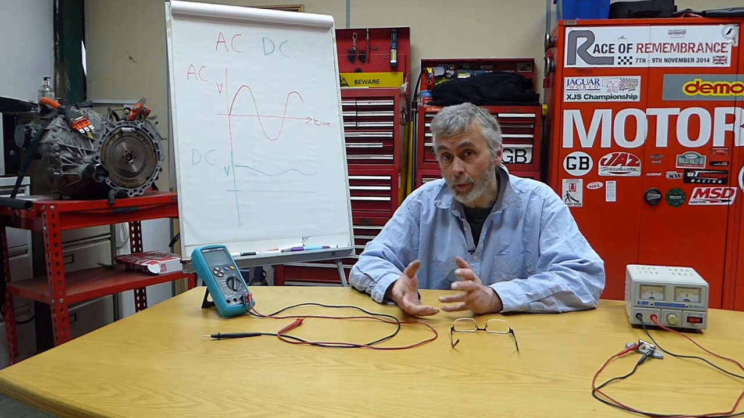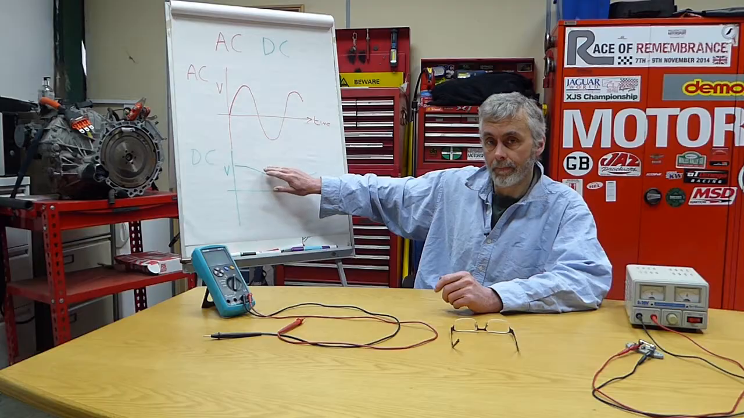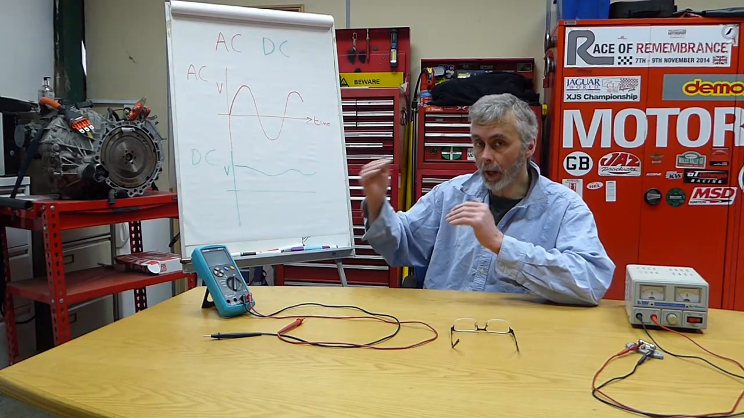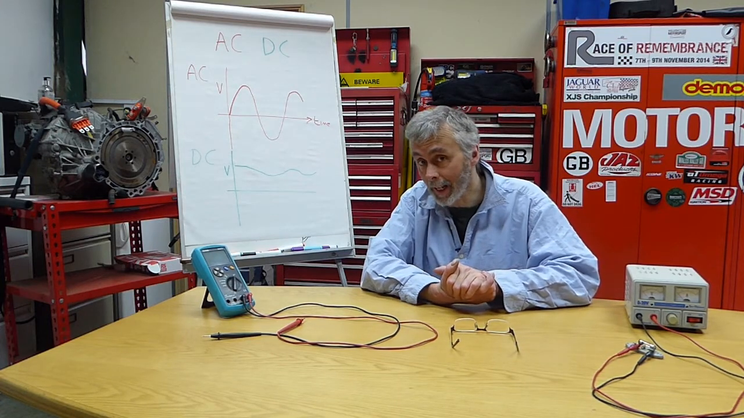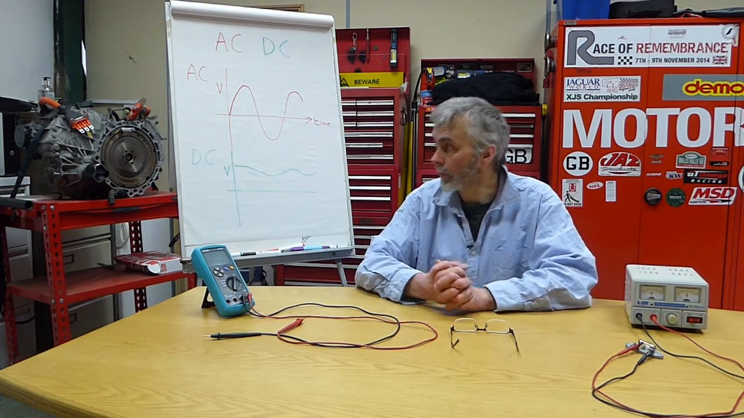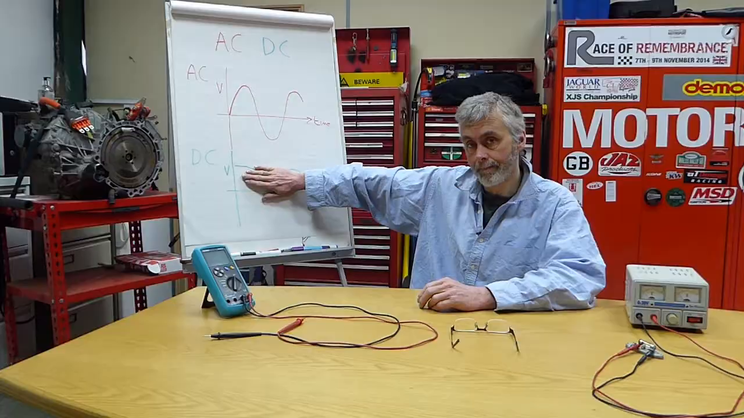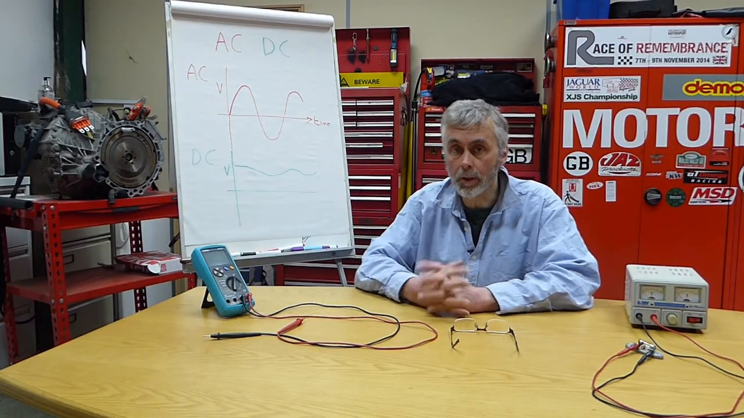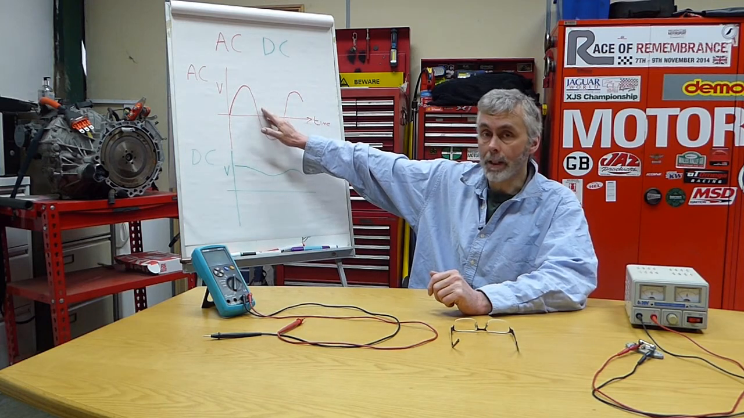So with DC the voltage can still vary, but it always stays positive and the current always only goes in one direction, and that's the difference between AC and DC. Now with electric vehicles we use a bit of both. Batteries can only ever provide DC. But the traction motors, the drive motor that makes the car go forward, will use AC.